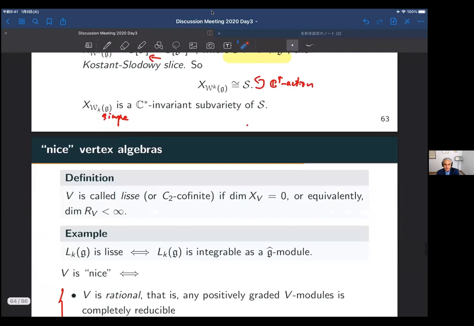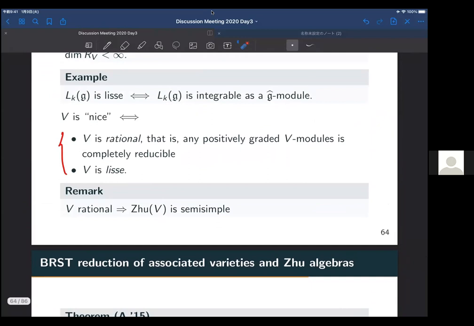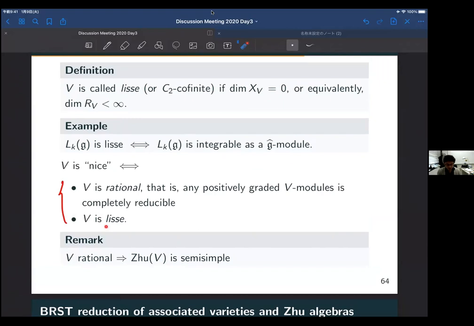My last question here. In your definition, rational sees only positively graded V-modules, right? Right. But under this condition, actually any simple module is positively graded. So this condition is in fact not necessary if this condition is satisfied. Any simple module is positively graded, and then it means that any module is completely reducible. Yes. So if V is this, then any simple module is positively graded.